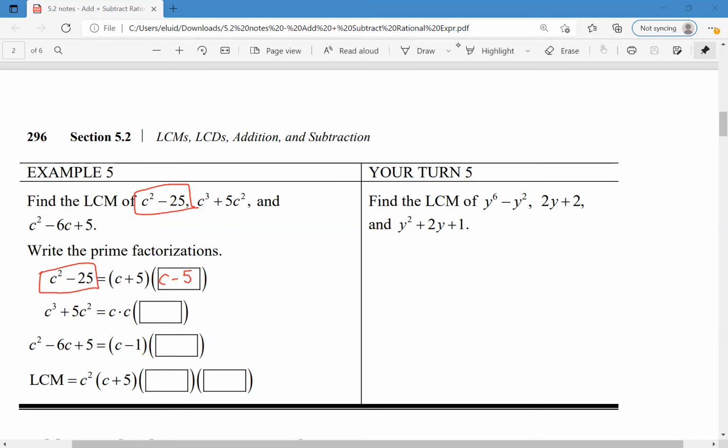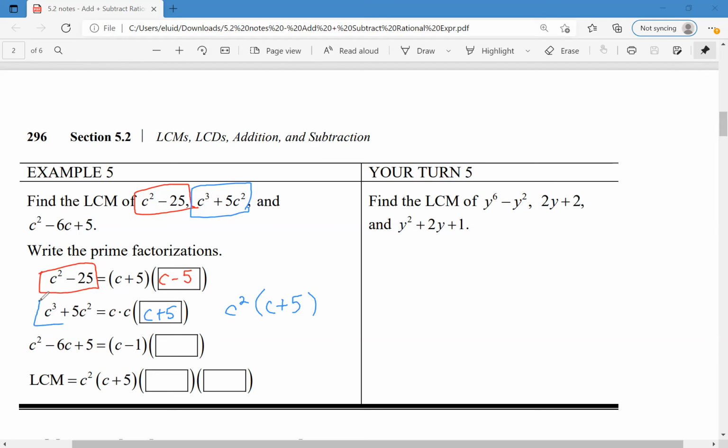Then let's move to the second one. C to the third plus 5c squared. There's a GCF of c squared. Now they're writing c times c. I would have just written c squared on the outside. And then inside we're left with c plus 5. But either way, same thing.